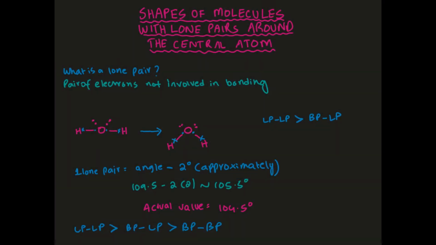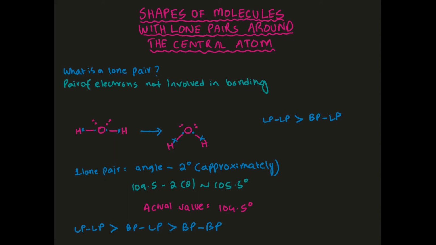So previously we went over the shapes of molecules that did not have any lone pairs around the central atom, and now we're going to be talking about the shapes of molecules that have lone pairs around the central atom. So let's discuss what exactly a lone pair is. A lone pair basically refers to a pair of electrons around the central atom that are not involved in bonding.